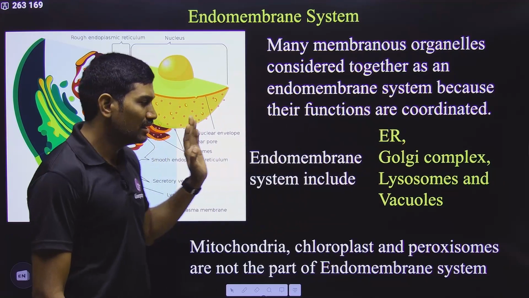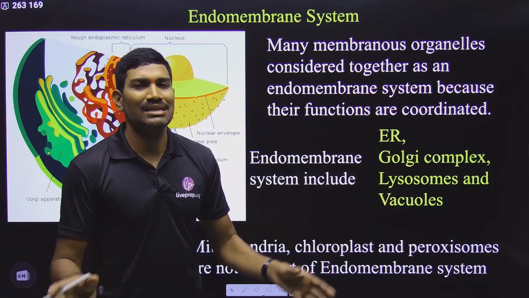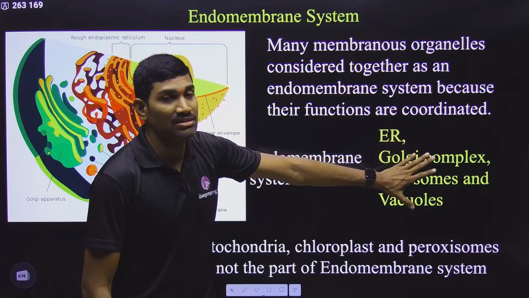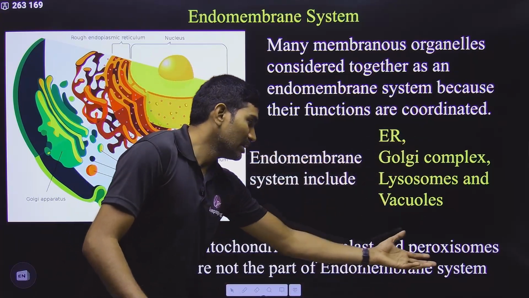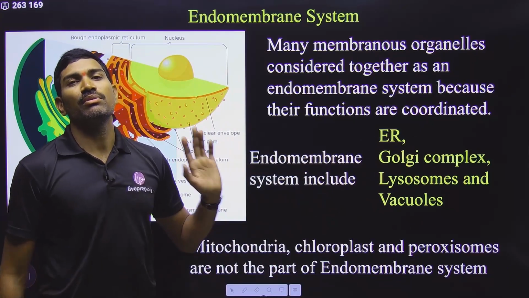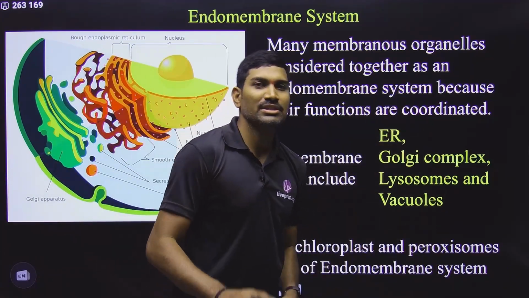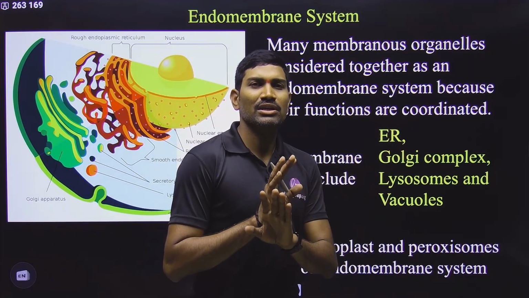That's it. In NCERT they said that mitochondria, chloroplast, peroxisomes, all these are functionally not related with this. That's why these are not part of the endomembrane system, and only these four are present in it. Very good. Four organelles are there. Up to that it is good.